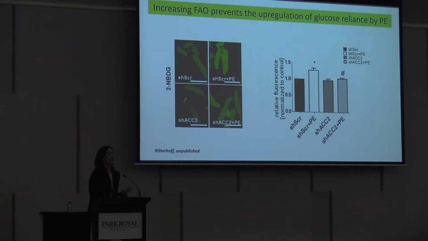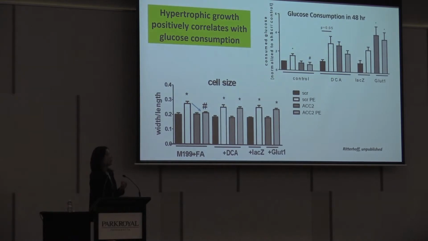Why does that happen if we just switch the fuel between red and blue? We will see the hypertrophy effect change. What Julia found is that if we increase fatty acid oxidation of the myocyte, we prevent the increase in glucose use during pathological hypertrophy. Then she took it further to show that if we pharmacologically stimulate glucose use, using DCA, or genetically stimulate glucose use by overexpressing glucose transporter 1, we can again restore the hypertrophic effect even when we knock down ACC2.